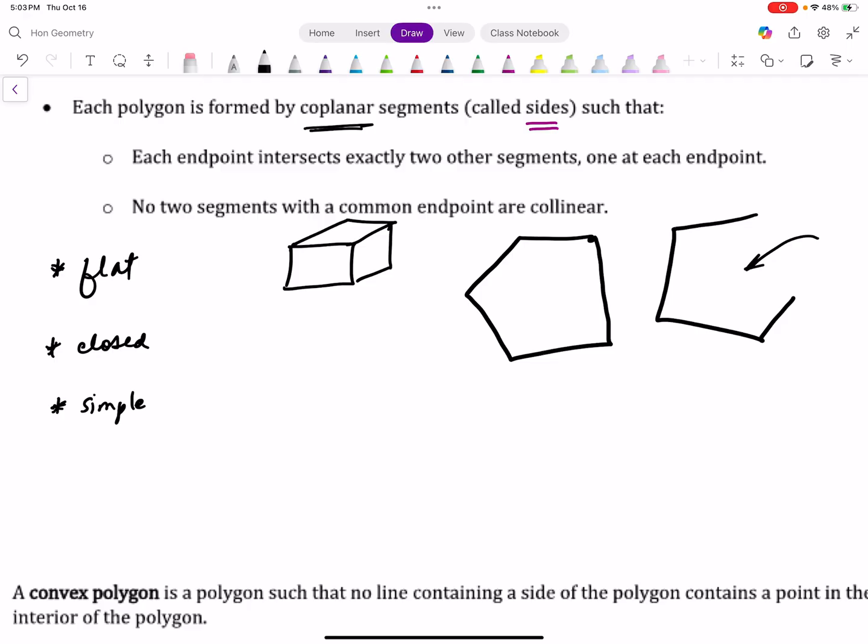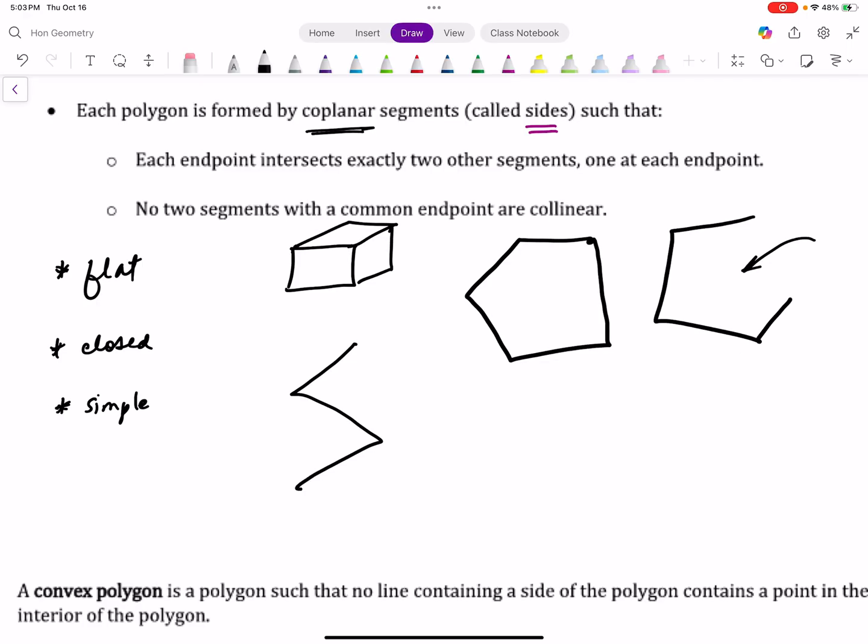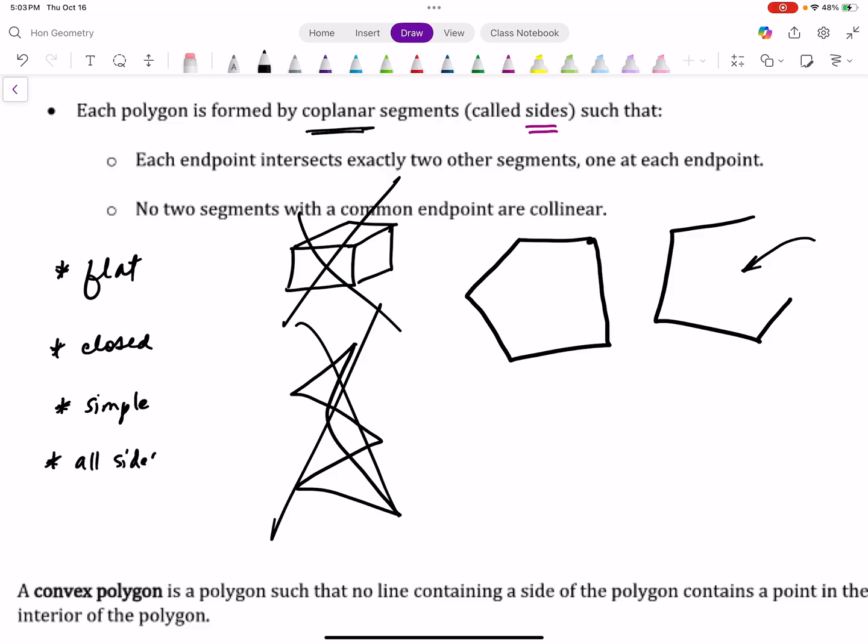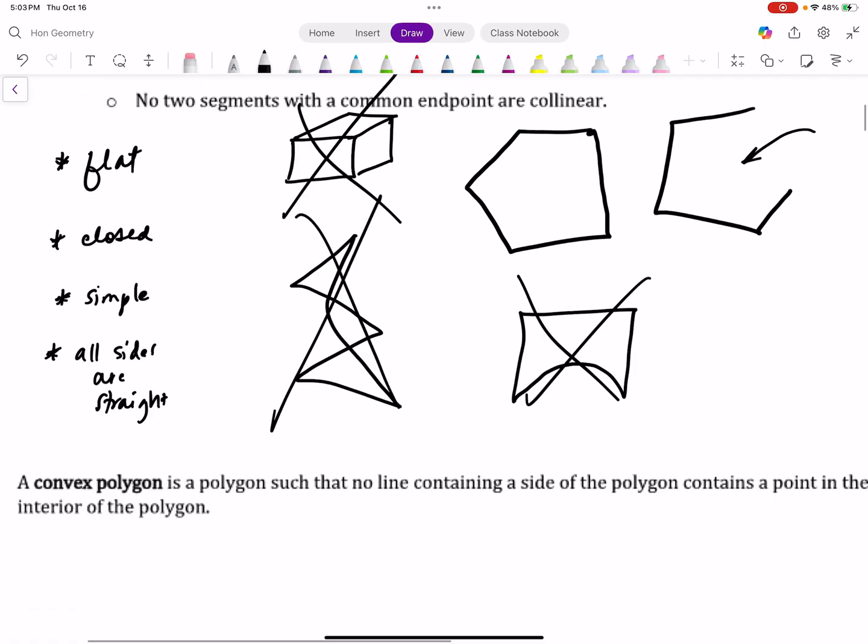So this, not simple. Not a polygon. Not a polygon. And then the last one is that all sides are straight. So if you've got a shape like this with a semicircle on the end, not a polygon. Okay.